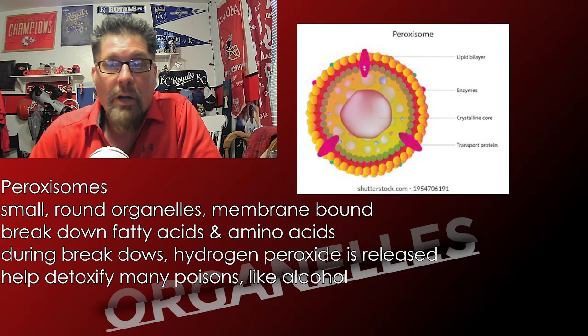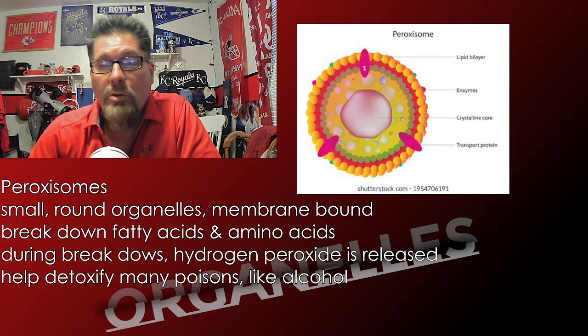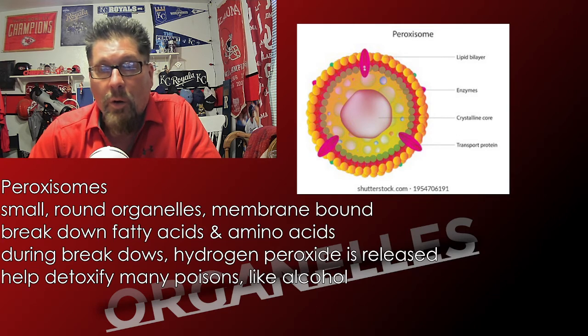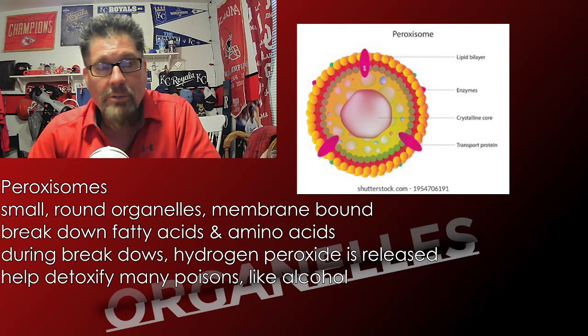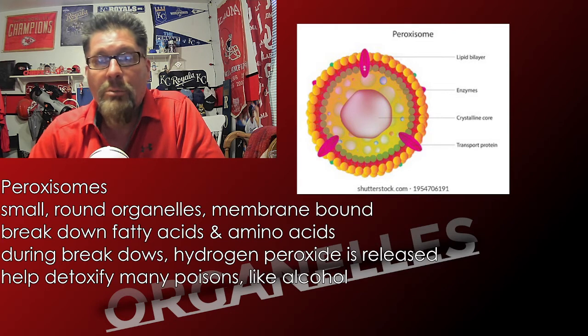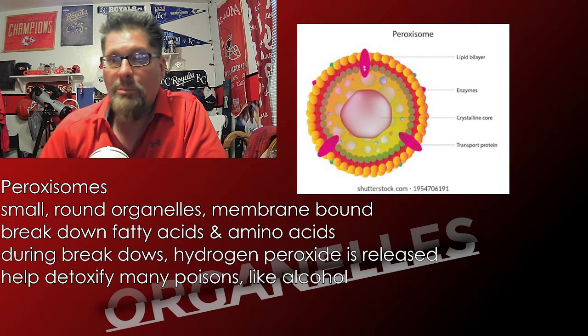But not only breaking down fatty acids, amino acids, they can also detoxify poisons like alcohol. So in an organ like a liver that has that task, you'll find lots of these. So it isn't necessarily the liver that's doing that. It's all these peroxisomes in the liver or whatever the organ may be that's breaking down stuff.